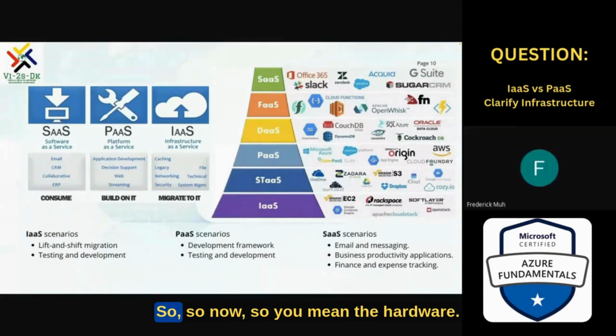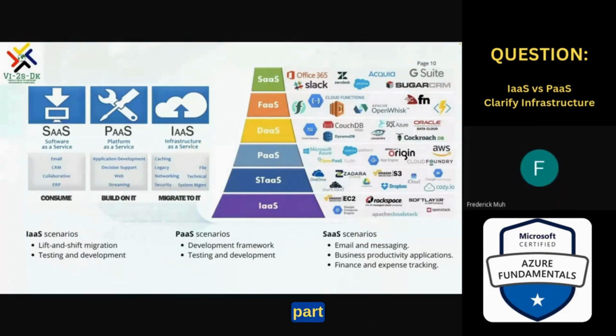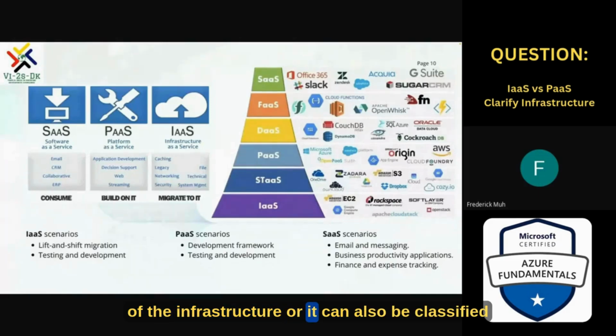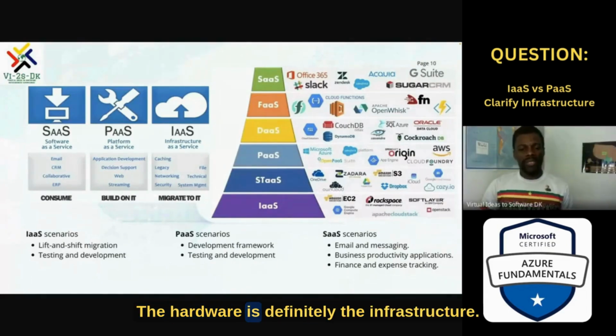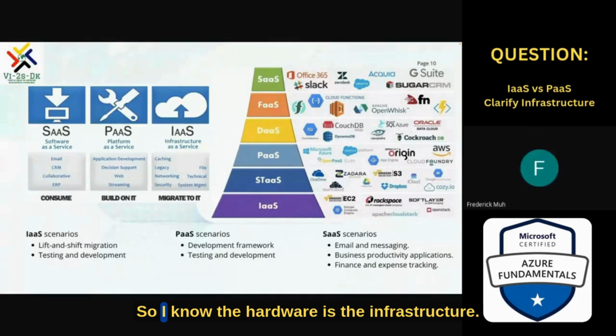So go ahead. So you mean the hardware is part of the infrastructure, or can it also be classified as being part of the software as a service? Or the hardware is definitely the infrastructure. So I know the hardware is the infrastructure. How do I consider my CPU at home? Is it hardware or is it not hardware?